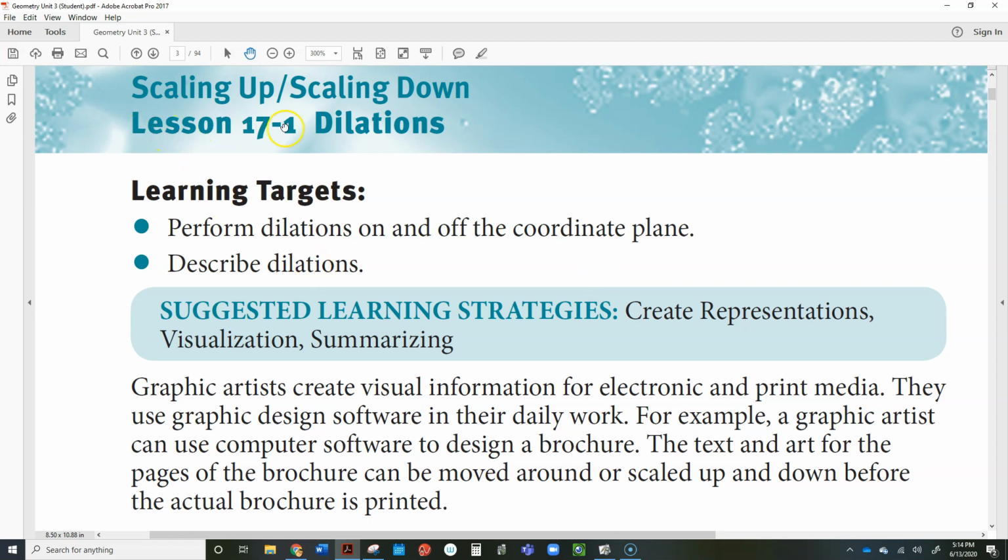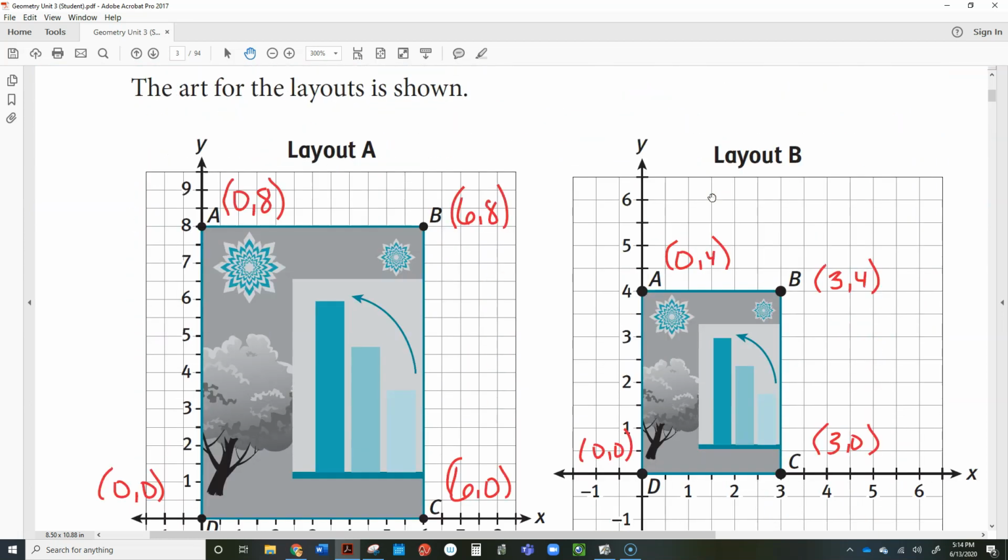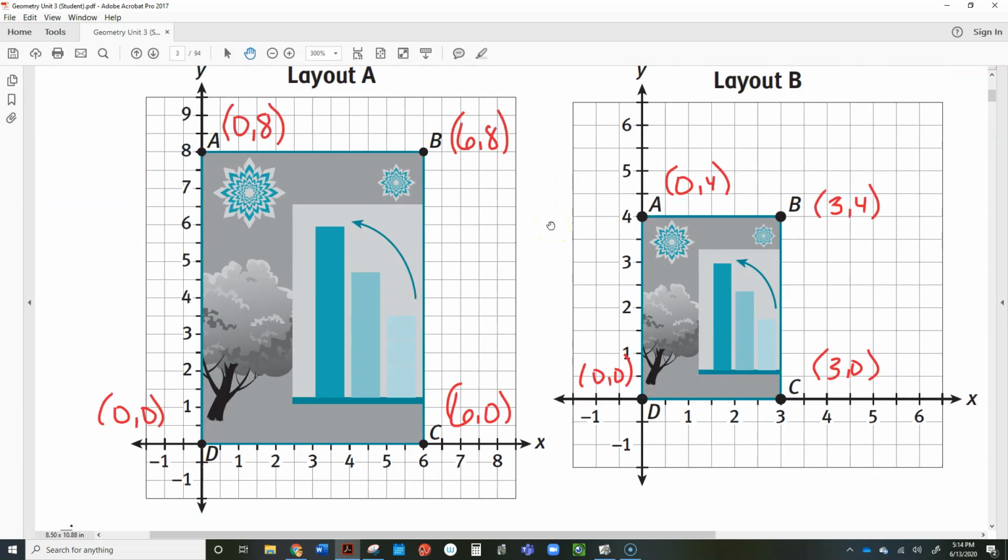All right, we're doing lesson 17-1, which is on dilations, and then similarity transformations. So, for the sake of time, I went ahead and answered question number 1 and number 2 right here on the picture. Question number 1 says, what are the coordinates of layout A? Question number 2 says, what are the coordinates of layout B? So I put those on there.